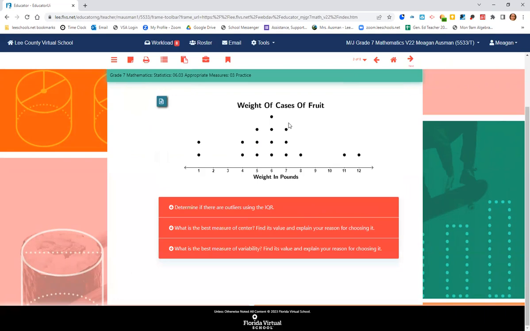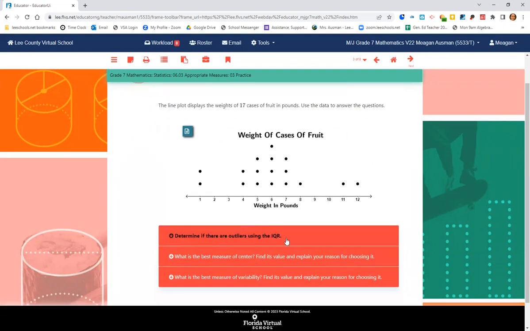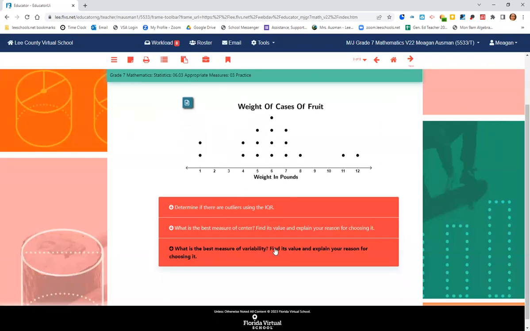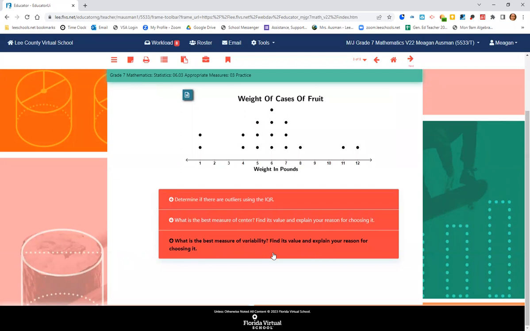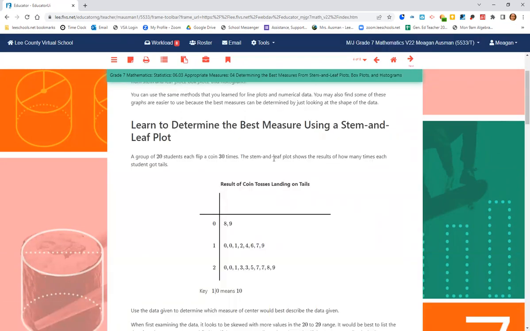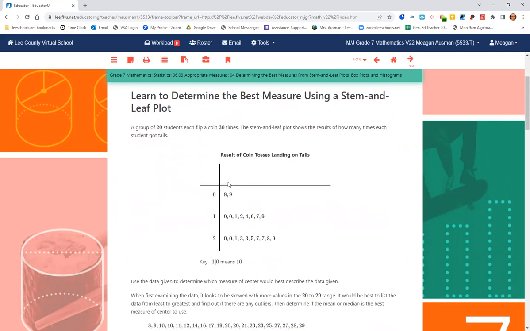All right, take a second to go to page 3 and work out the line plot and answer the questions. Determine if there's outlier using the IQR. What is the best measure of center? And what is the best measure of variability? Now on page 4, determine the best measure from a stem and leaf plot, box plot, and histogram.